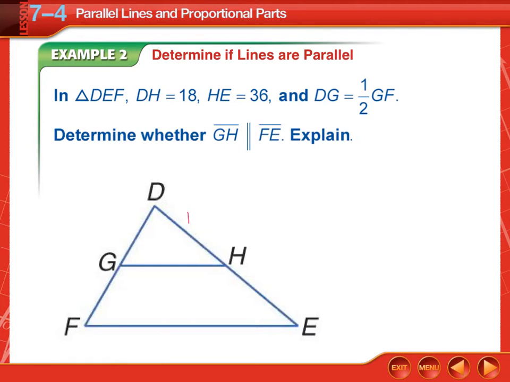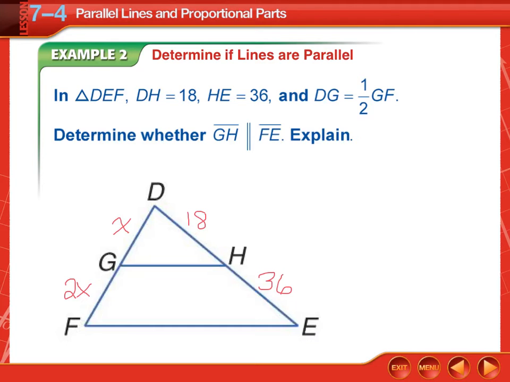DH is 18 and HE is 36. So clearly this is not drawn to scale. And we're told that DG is 1/2 of GF. So let's call this X. If that's 1/2 of this piece down here, we could call this 2X. All right, let's see if they are proportional.